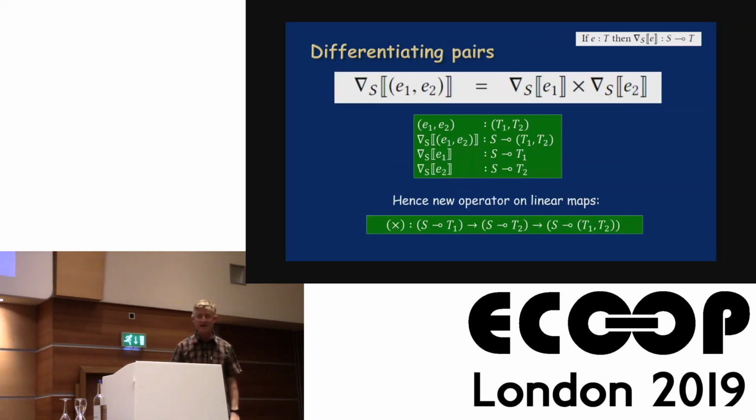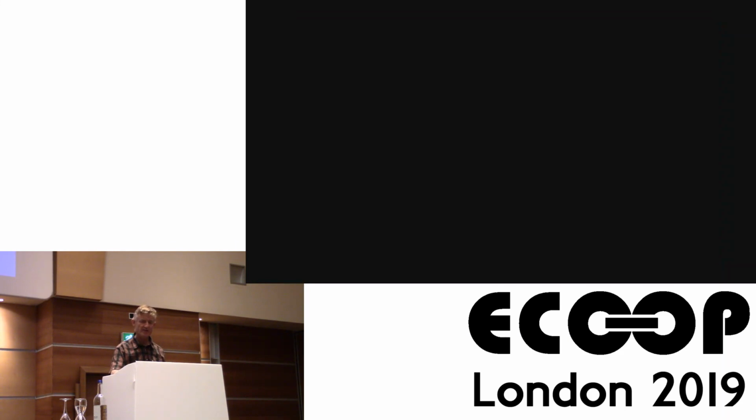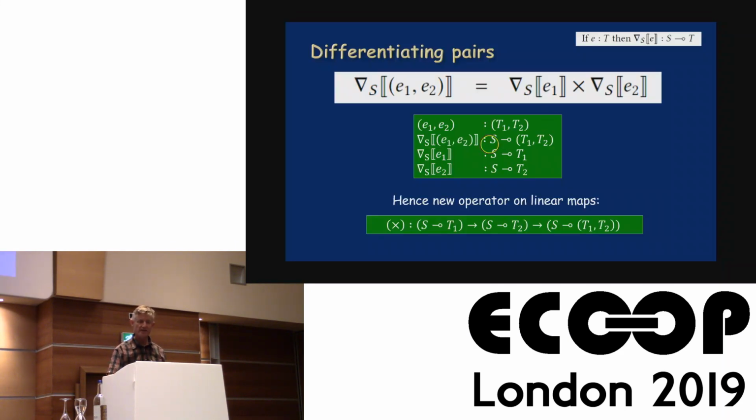For pairs, I have something similar, but again, I need a new linear map. So the pairing rule is I'm going to just apply this differentiating operator to the two components. That gives me 2 linear maps. Now I need to take the 2 linear maps and combine them into one big linear map. How do I do that? Oh, I have this cross operator. Here it is. The cross operator down here.